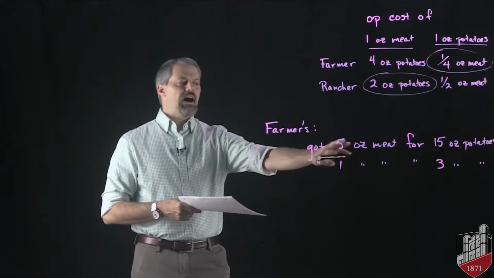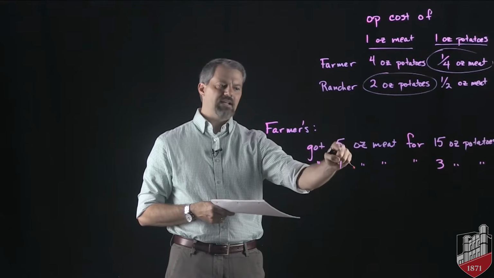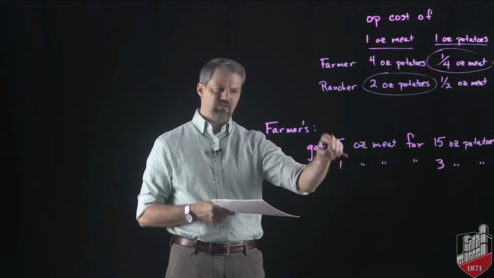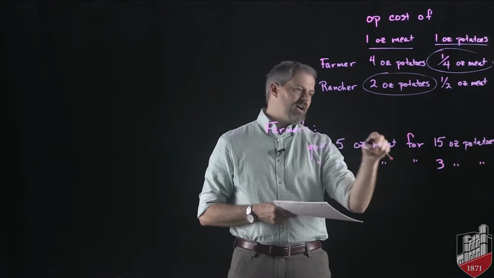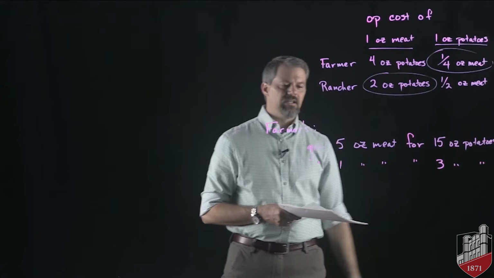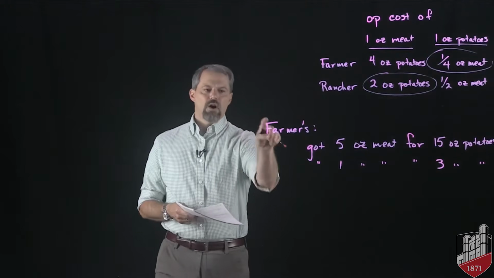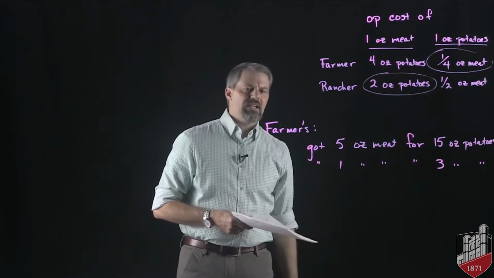And if you're not sure how I did that, I've got 5 here. If I want to convert that to a 1, I need to divide it by 5. 5 divided by 5 is 1. But if I'm going to divide that by 5, I also have to divide that by 5. And 15 divided by 5 is 3. So from the farmer's perspective, they got each ounce of meat for 3 ounces of potatoes.